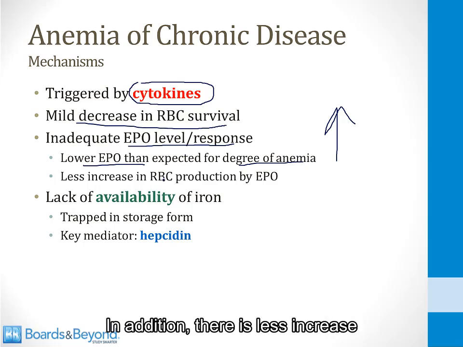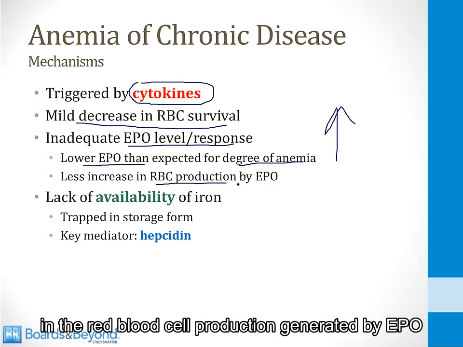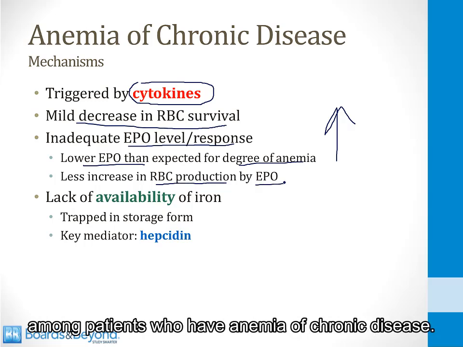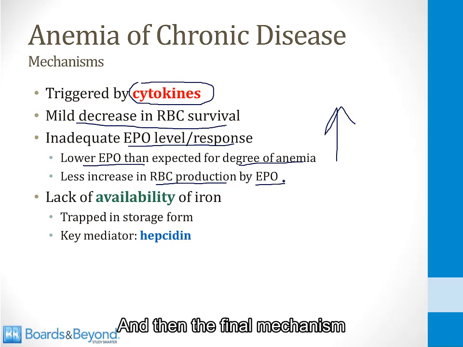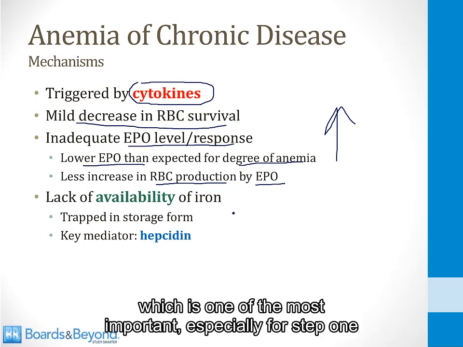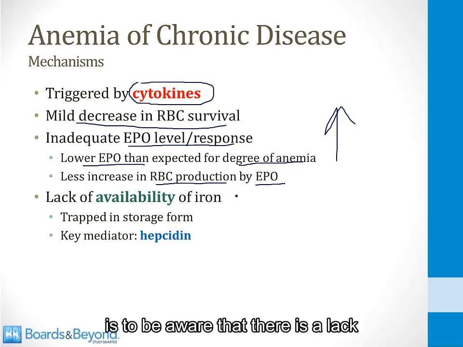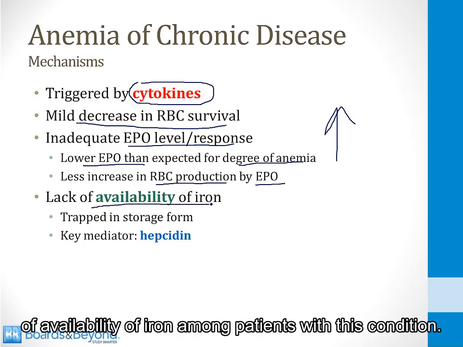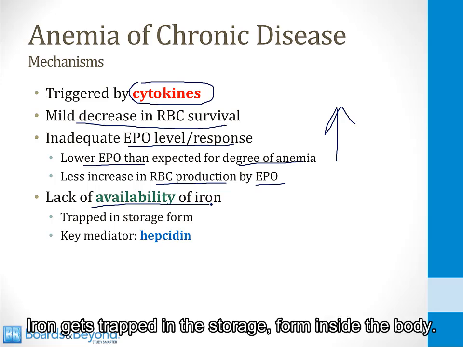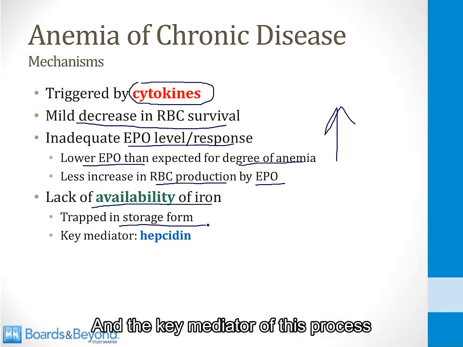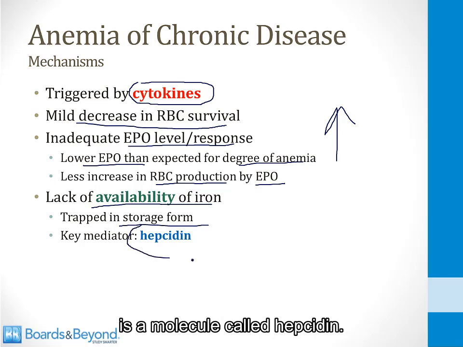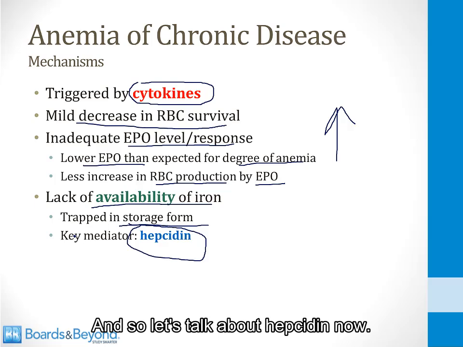In addition, there is less increase in the red blood cell production generated by EPO among patients who have anemia of chronic disease. And then the final mechanism, which is one of the most important, especially for step 1, is to be aware that there is a lack of availability of iron among patients with this condition. Iron gets trapped in the storage form inside the body, and the key mediator of this process is a molecule called hepcidin. So let's talk about hepcidin now.